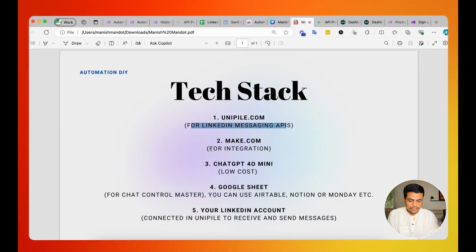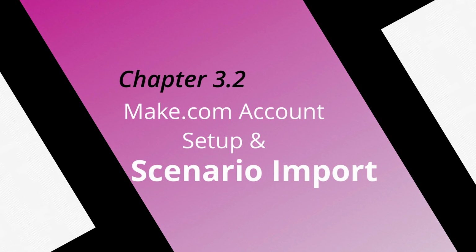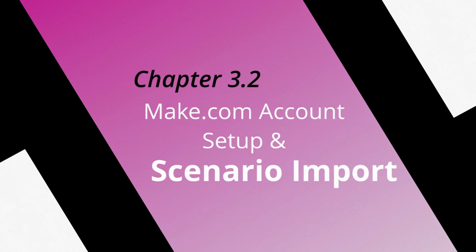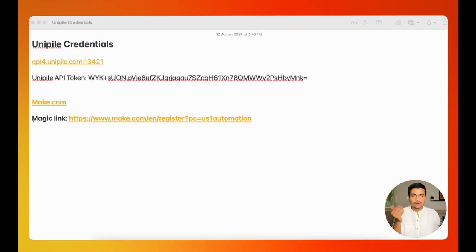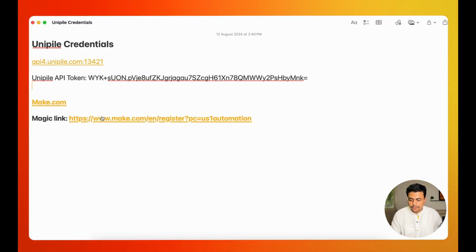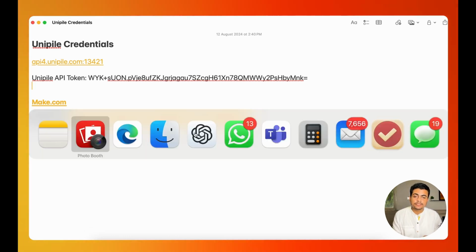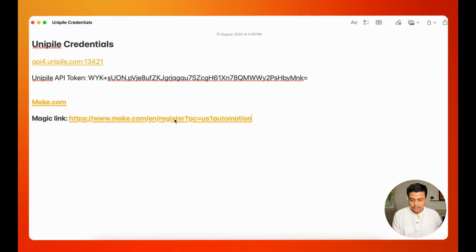Then the second stack comes for make.com. So now it's time for the make.com account setup. Let's quickly walk through it. Here we have something called a magic link, and this magic link can give you 10,000 operations on Make free of cost for the first month. So you just have to click over here on this link.